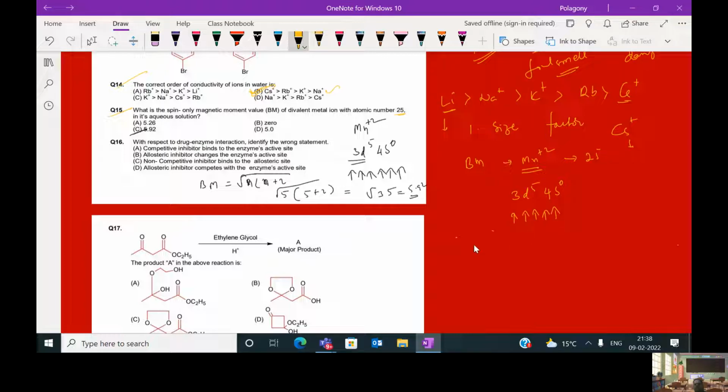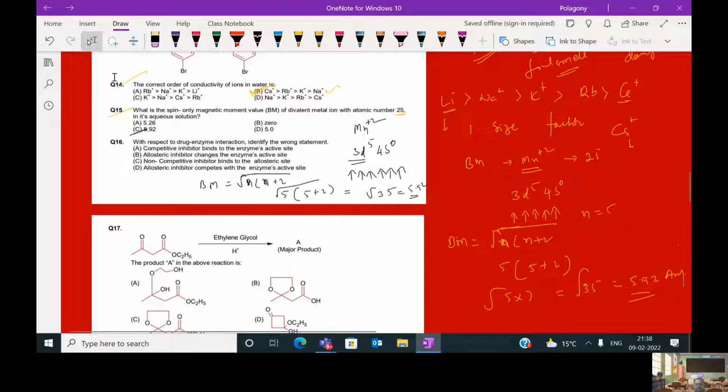So for the magnetic moment, μ equals the Bohr magneton times the square root of n(n+2). That is the formula we can use, where n is equal to 5 unpaired electrons. So 5 into (5+2), which is 5 into 7, so 35. Root 35 equals 5.92. So that is the answer.